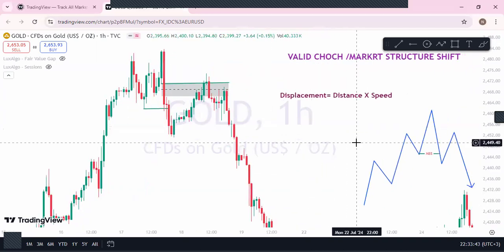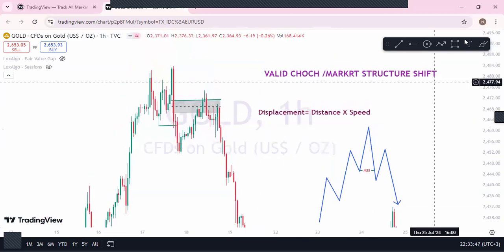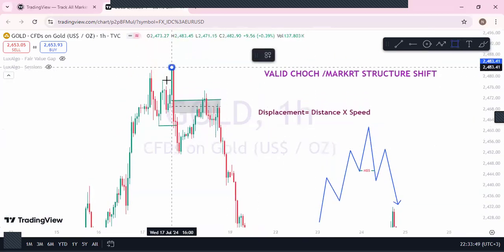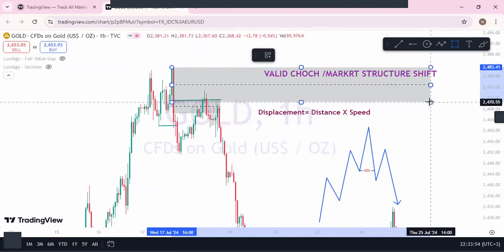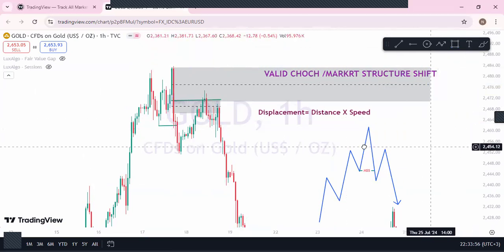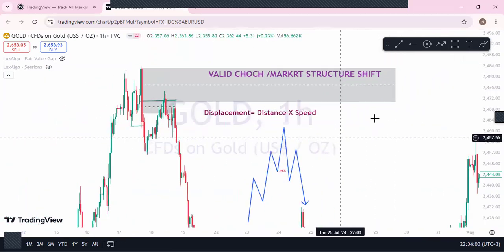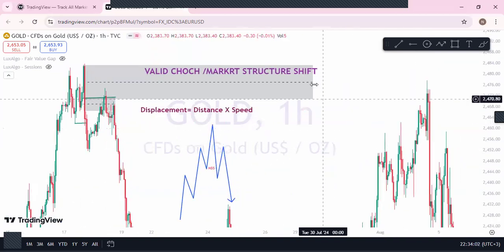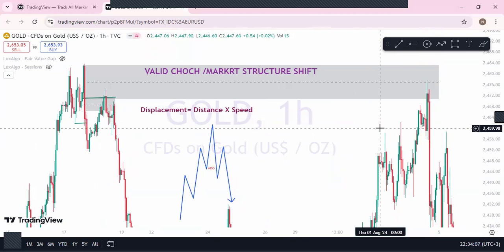Now, for example, let's check another example. So at this point, the power of the order block is this one. I want us to check how this order block has been used after the market has gone down. For example, check that. So what does the order block mean?